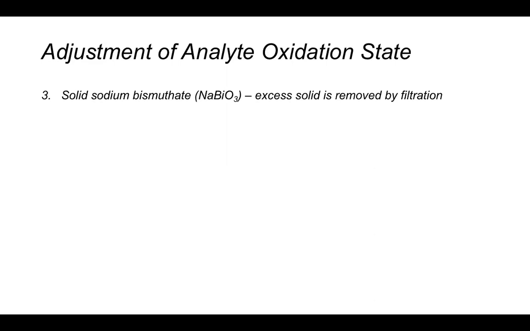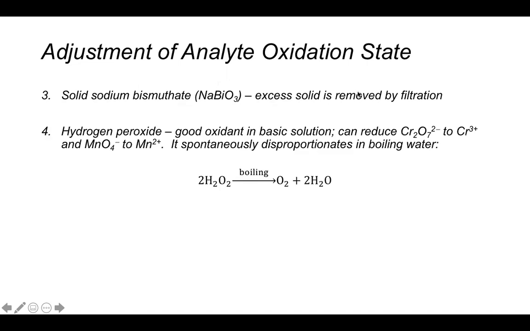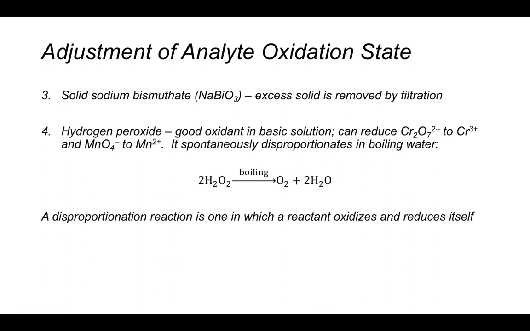Sometimes we might also want to react the analyte and remove excess solid by filtration. So with solid sodium bismuthate, excess solid is removed by filtration. It forms a precipitate. Hydrogen peroxide is a good oxidant in basic solution and can reduce dichromate to chromium 3+ and permanganate to manganese 2+. It spontaneously disproportionates in boiling water, so we can just boil it and we will lose the hydrogen peroxide. A disproportionation reaction is one in which a reactant oxidizes and reduces itself. That's what happens here, so it is simultaneously both oxidized and reduced.